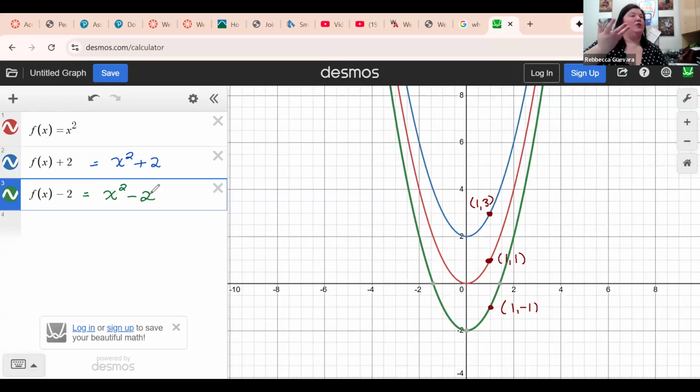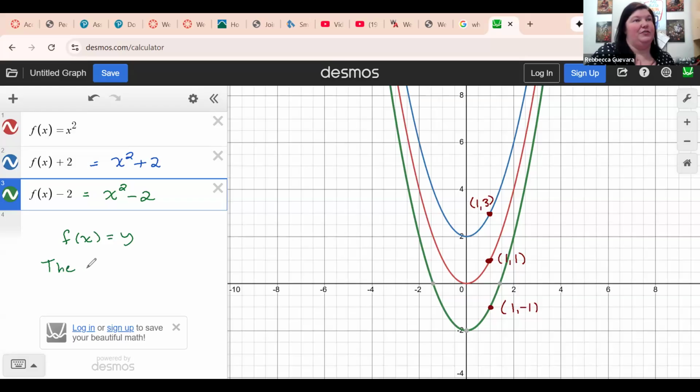So that is a vertical transformation. If we add, we shift up. If we subtract, we shift down. So we always think about this as f(x) is just y. So the transformation is on y. It's that y component that we see changing here.